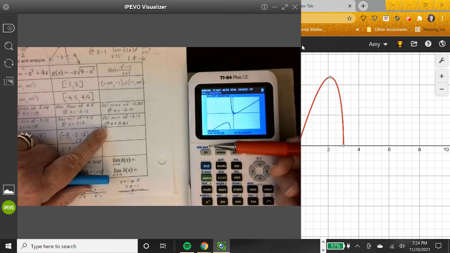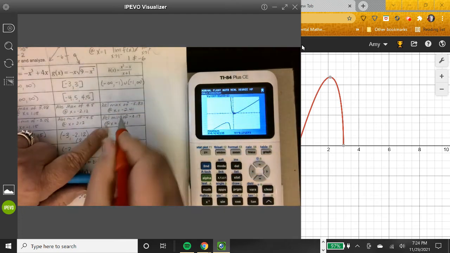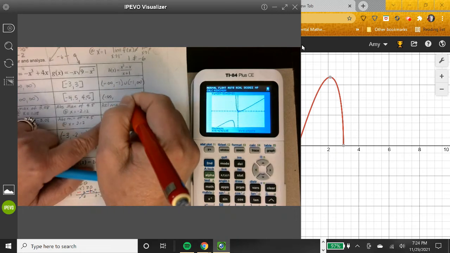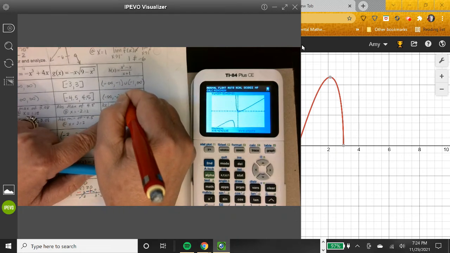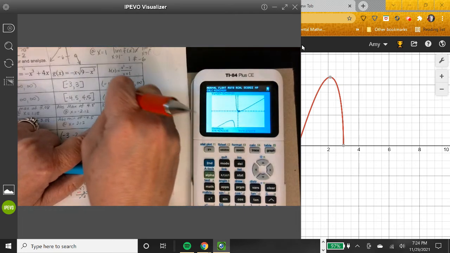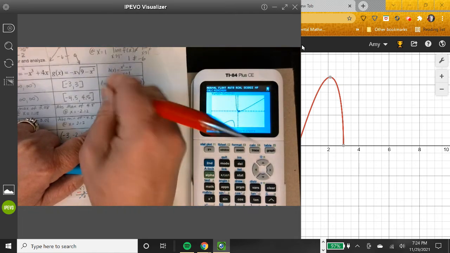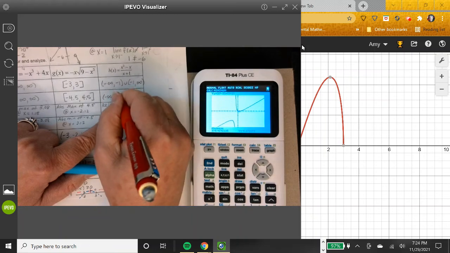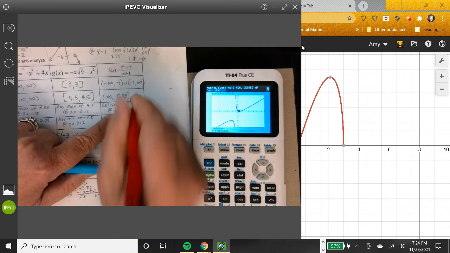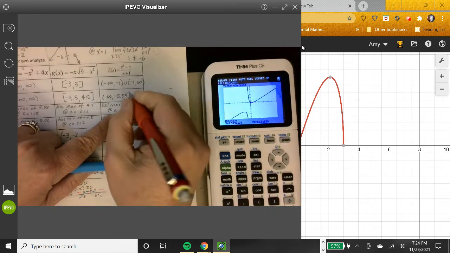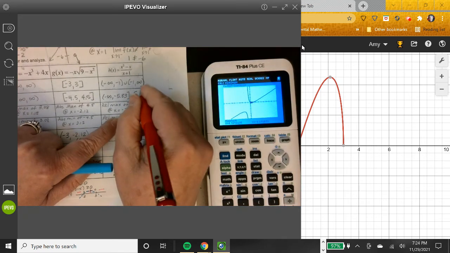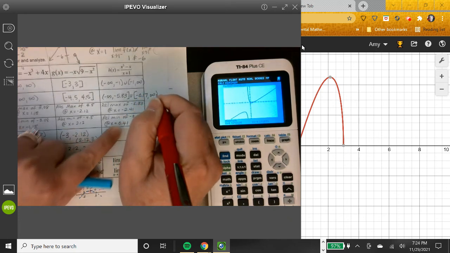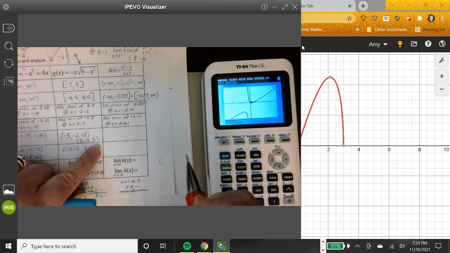Okay, so now we can do the range. We can say it goes from negative infinity to what y value? Okay, it goes to the max, so the range is going to be negative infinity to negative 5.83, and I have to use a bracket here because it does include that maximum, in union with bracket negative 0.17 to infinity. And those are both inclusive.